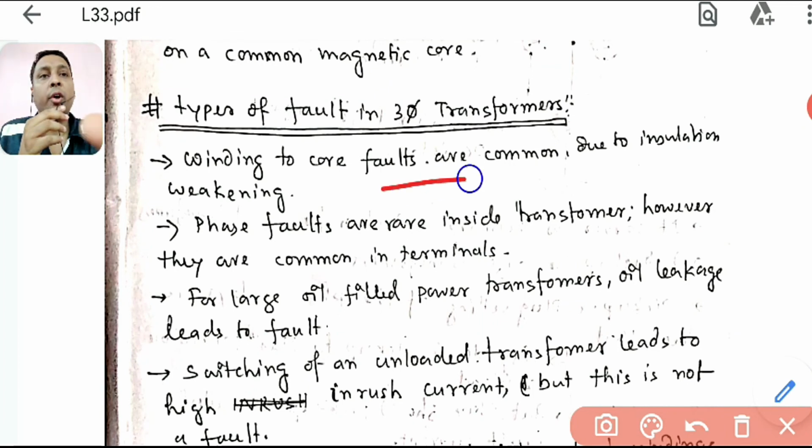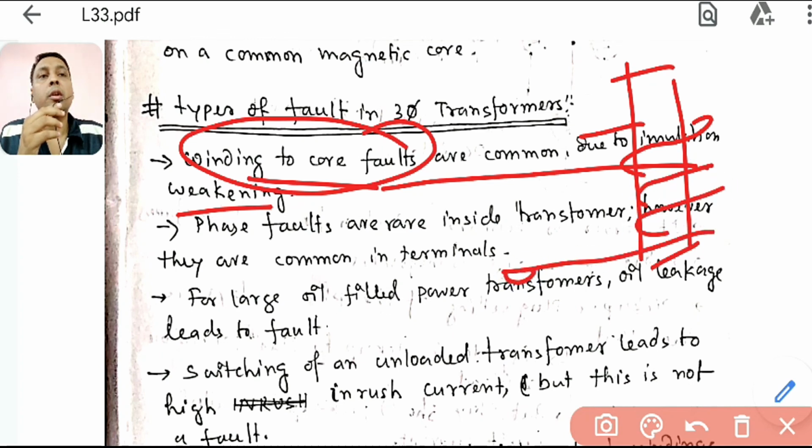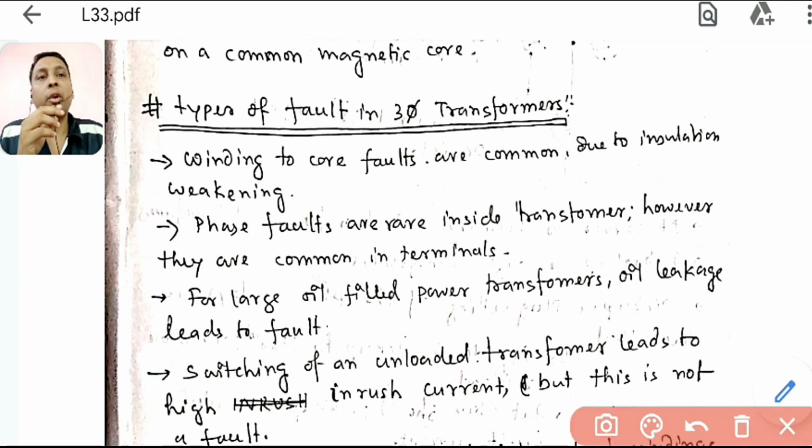The common faults inside the transformer is the winding to core fault. That means you have a core and you have windings around it. So that winding got shorted with the core, because with the core you will put some laminations, and each coil is laminated, the wire itself is laminated wire, and there will be a laminated sheet, some sort of insulation between that core and the wire. That insulation has failed, due to which the winding touched the core, so a phase to ground fault occurred. So that is the winding to ground fault, which is common in a transformer.